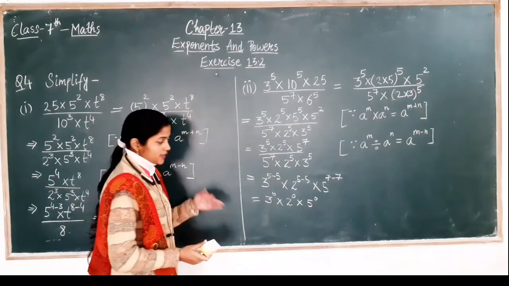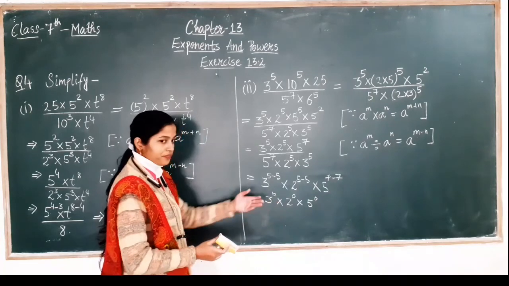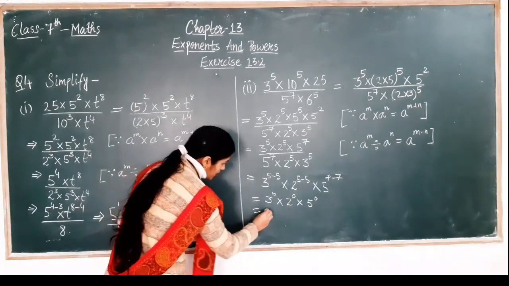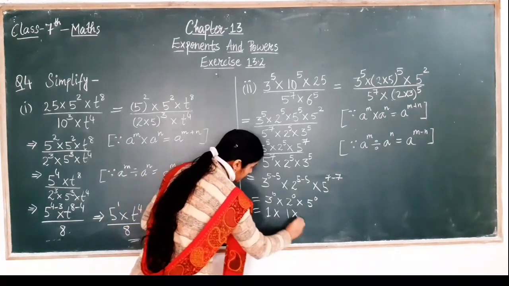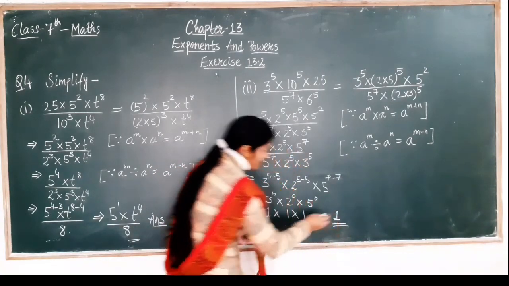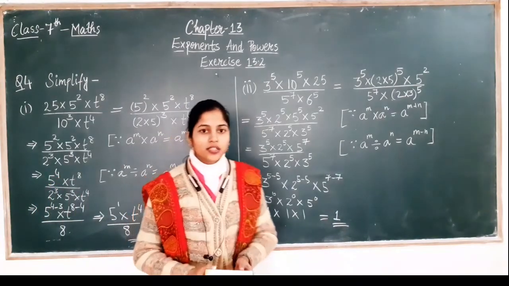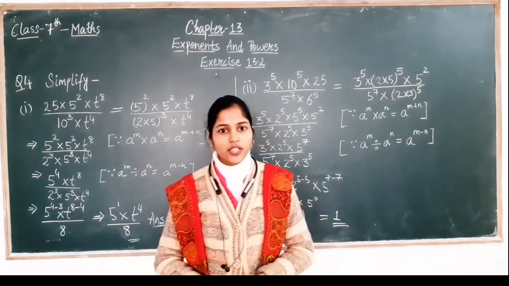As we have discussed earlier also, if the power of a number is 0, then it would be 1. 1 into 1 into 1. So what would be our answer? Our answer would be 1. Okay. So this was all about exercise 13.2.